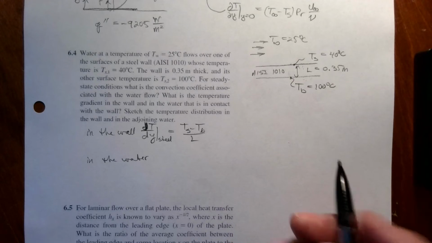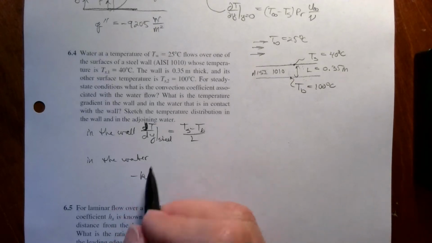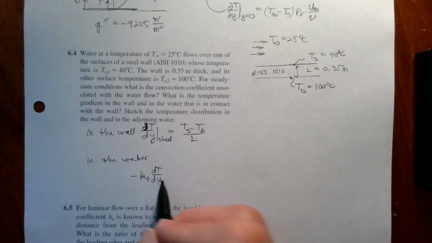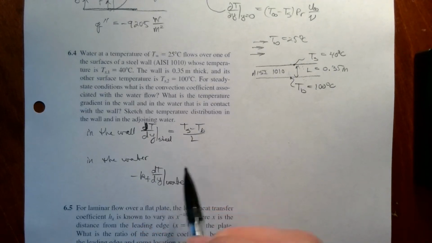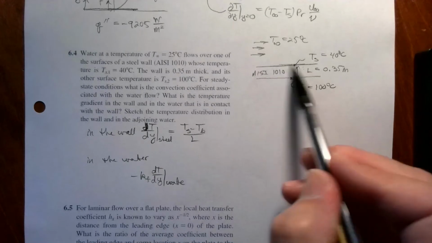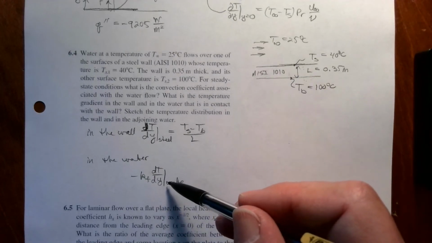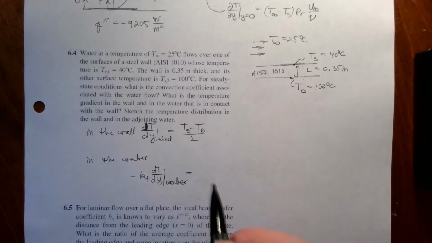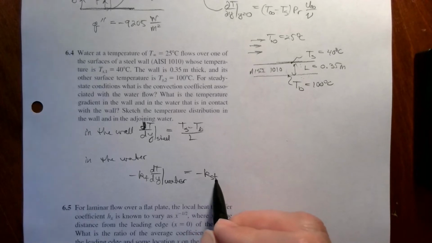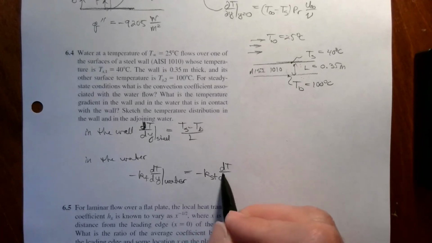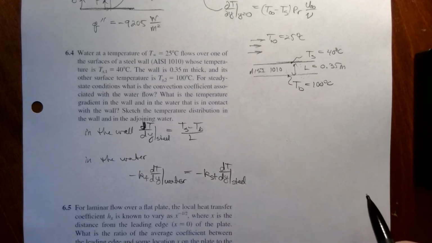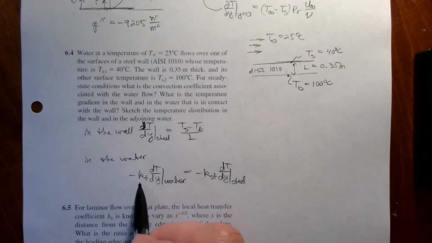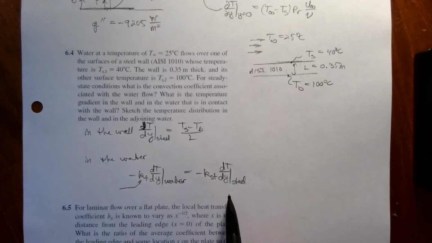Let's do an energy balance to figure that out. In the water, minus K fluid times dT/dy. That is what's happening in the water that's not moving right here. Right, so that's going to balance what's conducting through the wall. So that's going to be equal to minus K of the steel times dT/dy in the steel. So in this case, I'm doing an energy balance of the conduction between these two. And so this is of the fluid, right?